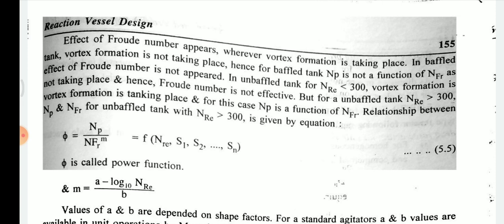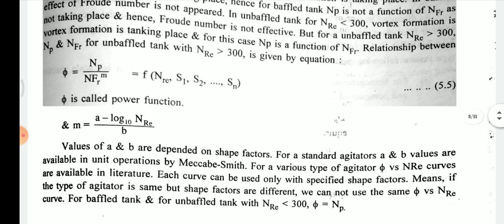So phi is equal to NP upon N Froude number raised to M, or phi is equal to a function of N Re S1 S2 up to Sn, where phi is called the power function, M is equal to A minus log 10 of Reynolds number divided by B, where the values of A and B are dependent on shape factor.